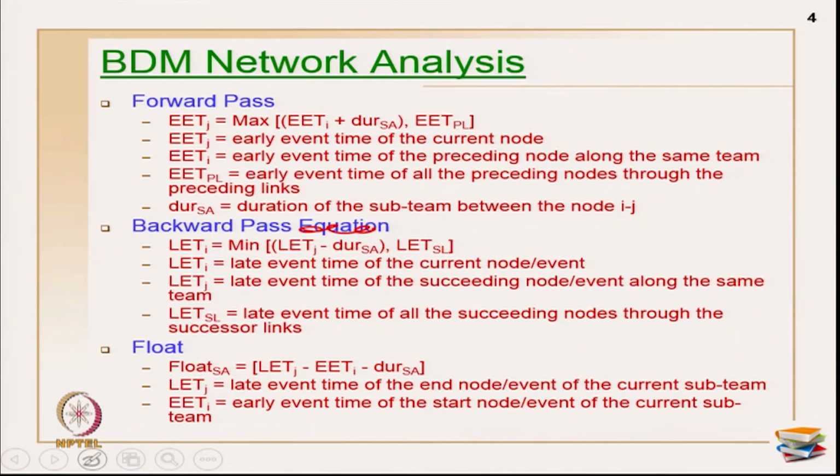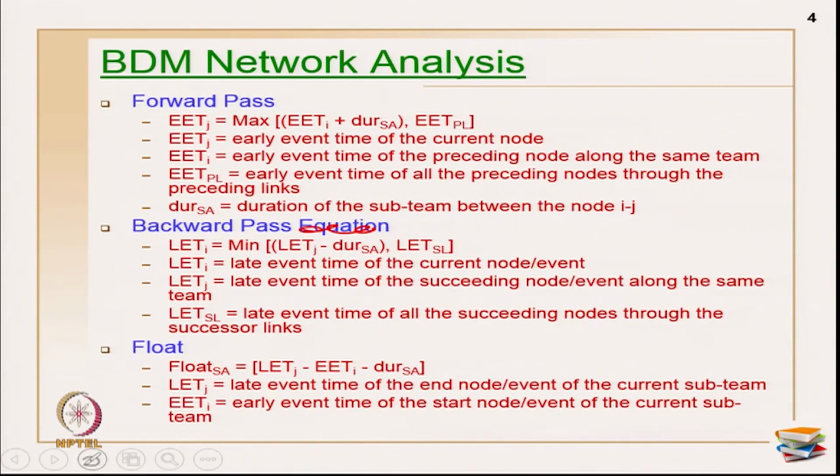So, what happens is EETJ, which implies the early event time of a successor, is equal to the maximum of the first EETI, which will be 0, or the maximum of my earlier links only. The EETJ is what you have to calculate, which will be the maximum of EETI plus duration of the subactivity, or the maximum of the two values. The other one is EET of my PL.